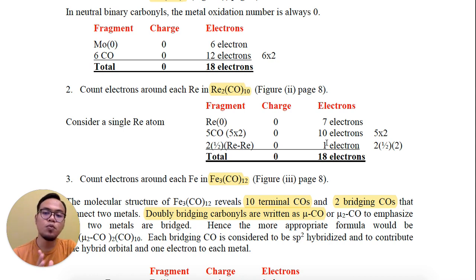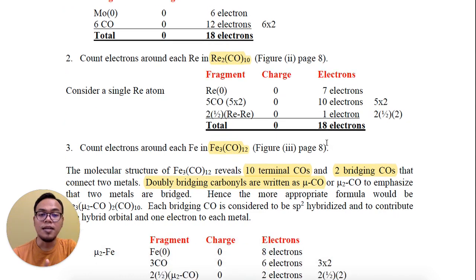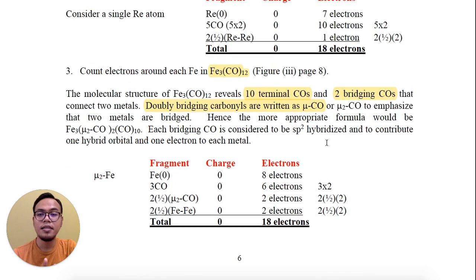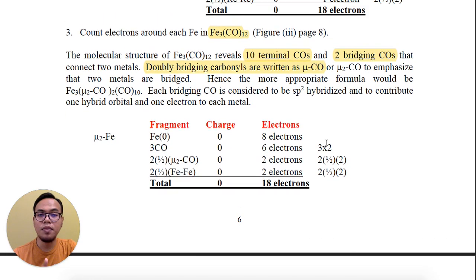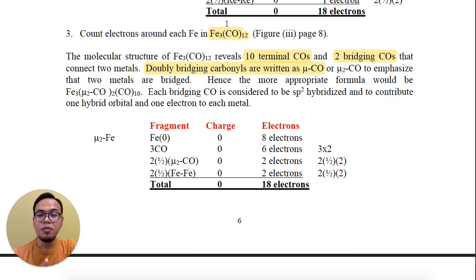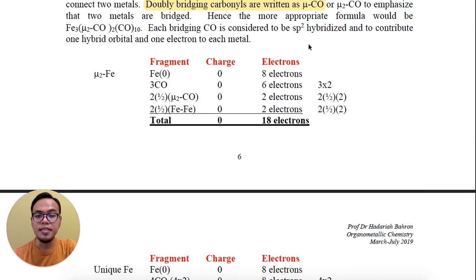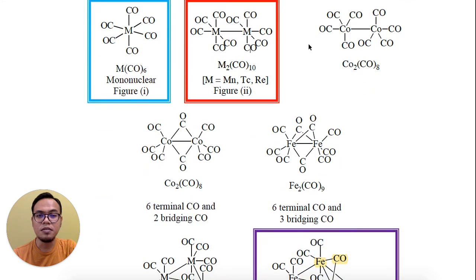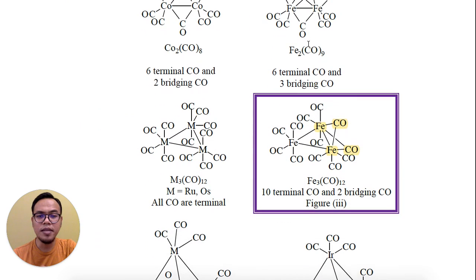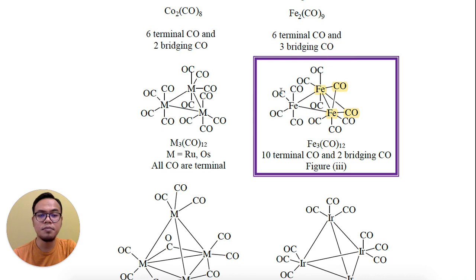So for example number 1 and 2, I think it is quite easy for you to understand. But let us see example number 3. So for this particular complex, I want you to find the name for this complex. Okay. So let us see figure 3, page 8. The structure is going to be a little bit complicated. Okay, this is figure 3.